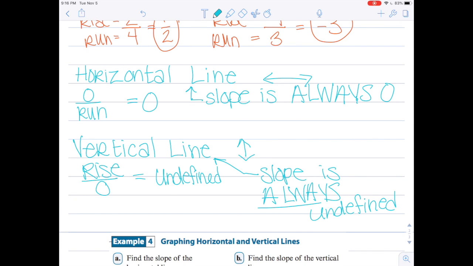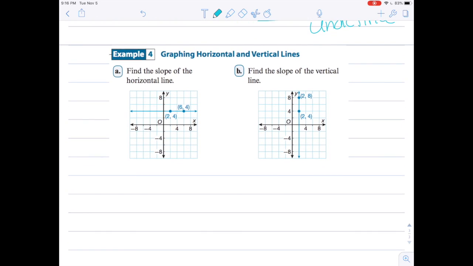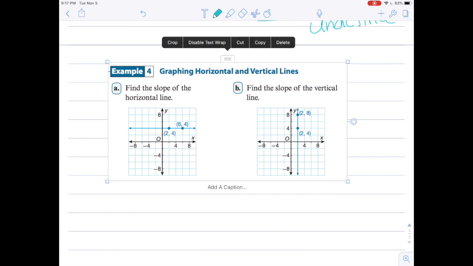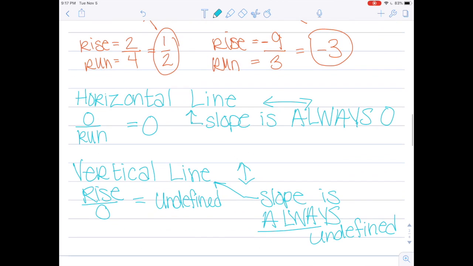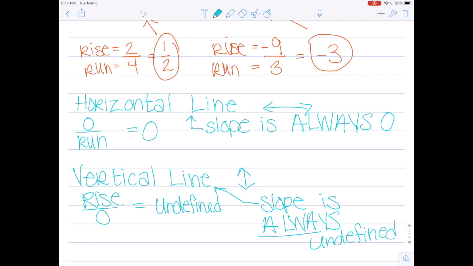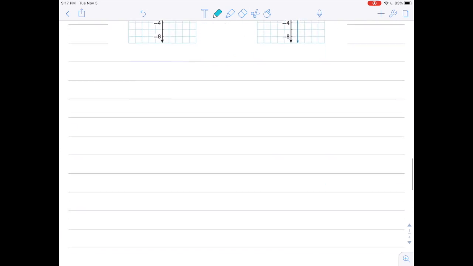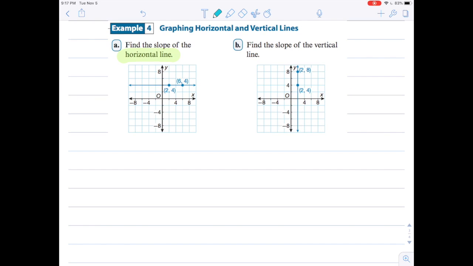Okay, so knowing that, let's test it out. Okay, so this first example, part A, says find the slope of the horizontal line. So I know this is a special case. We don't even need to try to calculate anything. We're going to go up here. Horizontal line, the slope is always 0. So I automatically know the slope for A is 0.